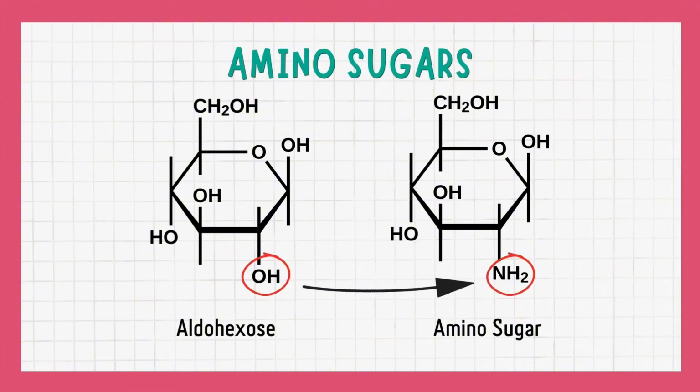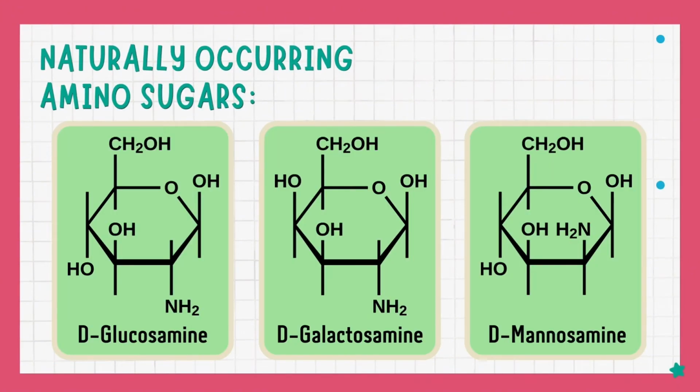In this graphic, we can see that when the hydroxyl group of the second carbon in the aldohexose is replaced with an amide group, an amino sugar is formed. In this case, an alpha-D-glucopyranose becomes an alpha-D-glucosamine. The 3 amino sugars that can be found naturally are D-glucosamine, D-galactosamine, and D-mannosamine.